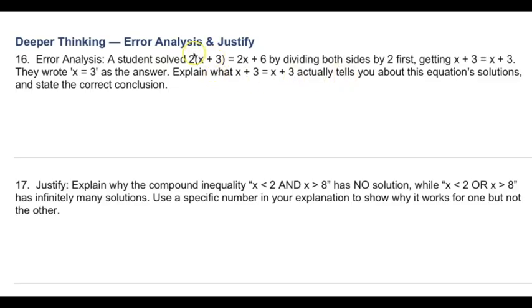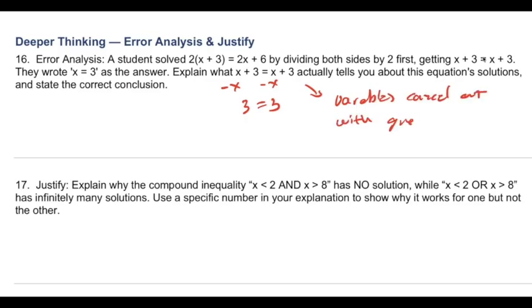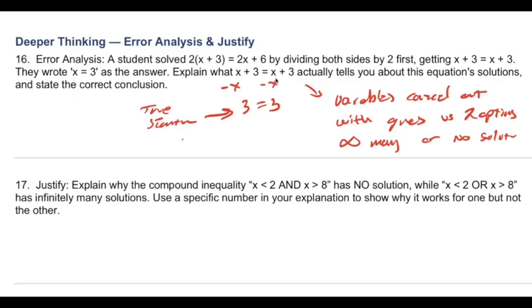So they did the first part right. They divided both sides by 2, you would actually get x plus 3 equals x plus 3. But we know that x plus 3 equals x plus 3 is actually infinitely many solutions. When we have this, the variables cancel out. So if we subtract x from both sides, you get 3 equals 3. So this tells us the variables cancel out, which gives us 2 options: either infinitely many solutions or no solution. Anytime the variables cancel out, you only have 2 options. And in this case, we have a true statement, so it's infinitely many solutions. So that's the idea there.